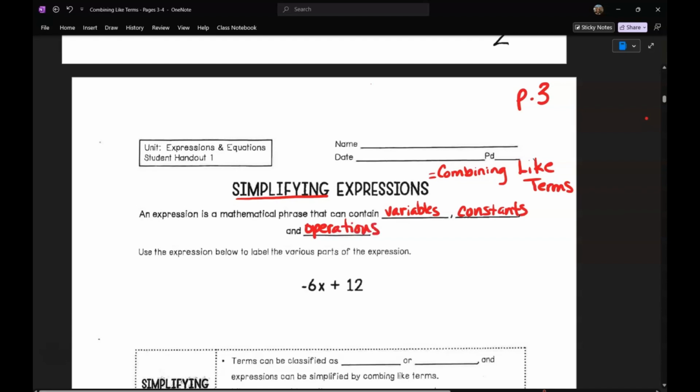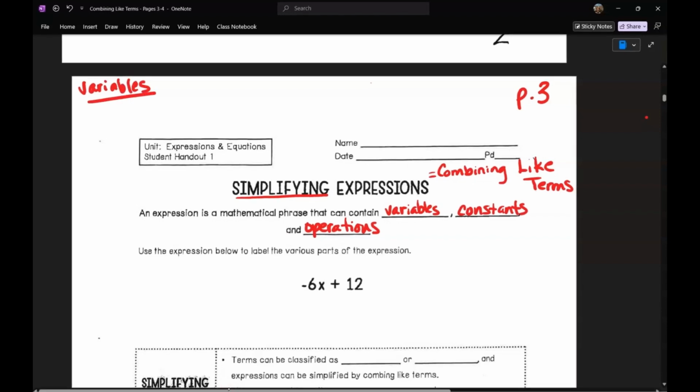So let's talk about what the difference is. Let's add a little chart up here. Variables are letters we use for unknown numbers. So that could be an X, that could be a Y, that could be any letter of the alphabet. It could also be, like we saw yesterday, a variable with a number in front of it. So those are variables.